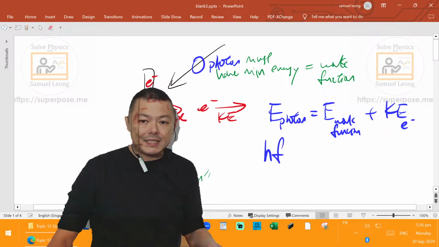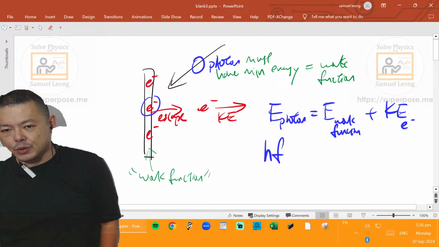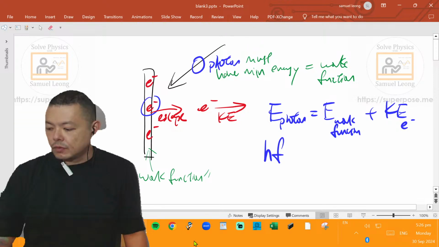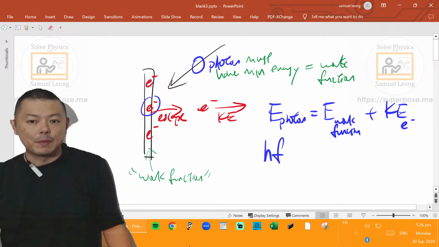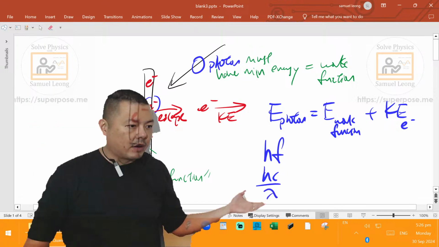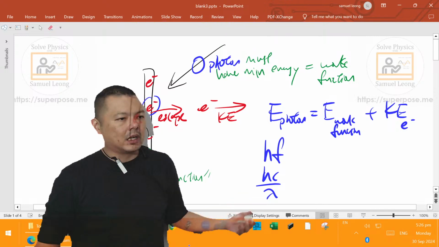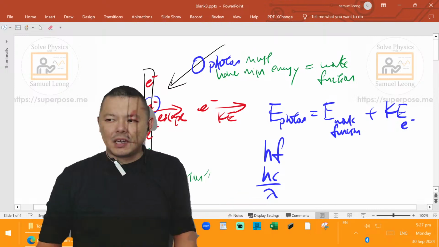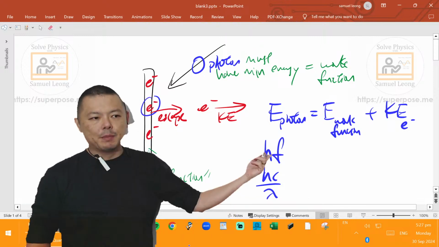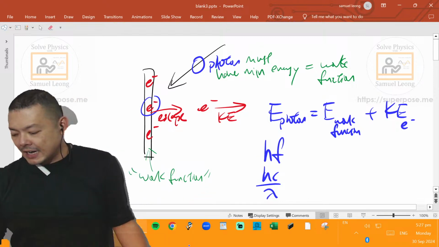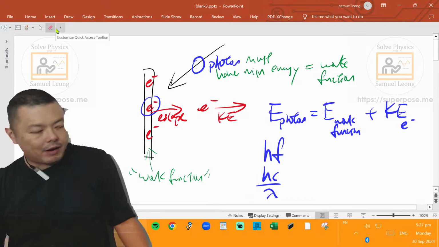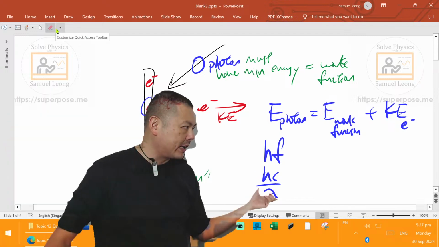What's another equation that they could make you use instead of hf? hc over lambda, right? You could use either hf or hc over lambda. But when you talk about hc over lambda, what do you understand about the lambda? The lambda must be a maximum value. You cannot have anything more than that wavelength. It's the reverse of minimum frequency. They rarely ask this question. Not that they don't, but they rarely do. But our understanding is that the wavelength cannot be more than a certain amount.